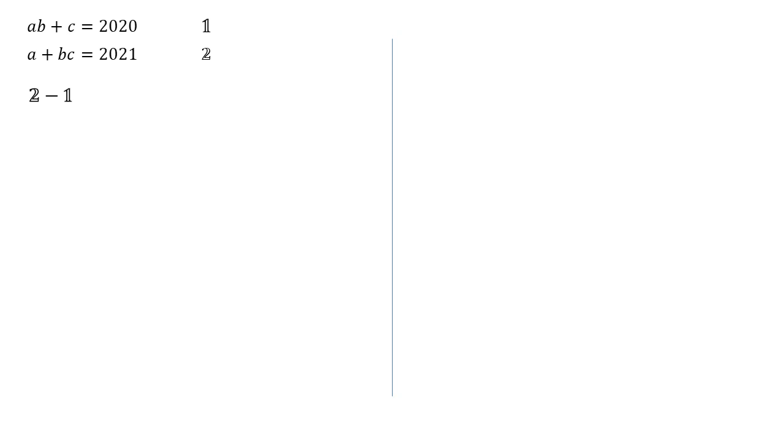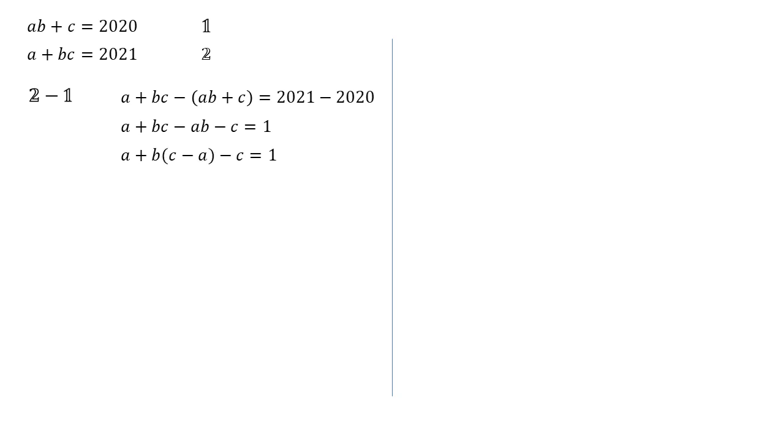Now if we do equation 2 minus equation 1, the left-hand sides, we're going to get a plus bc minus the ab plus c, and that's going to equal the right-hand side subtracted, so 2021 minus 2020. Bringing out the brackets, that means we get a plus bc minus ab minus c, and that's going to be equal to 1. Looking in the middle of our expression on the left, we've got two multiples of b. So let's factorise that b out, and we get a plus b times (c minus a) minus c equals 1.